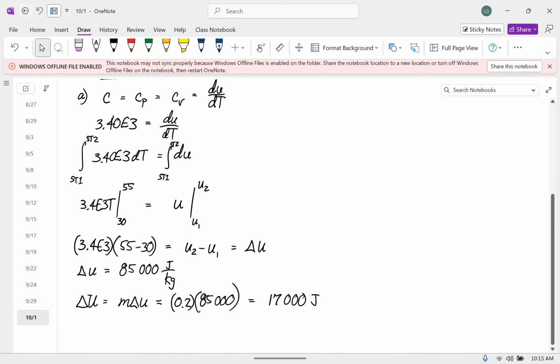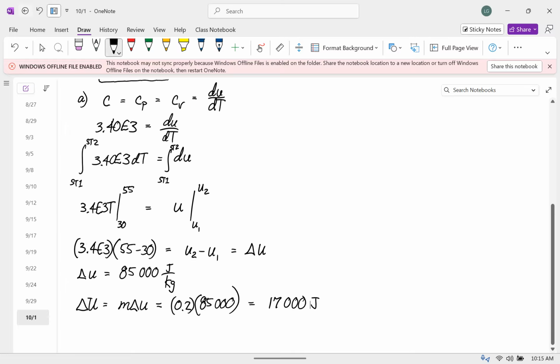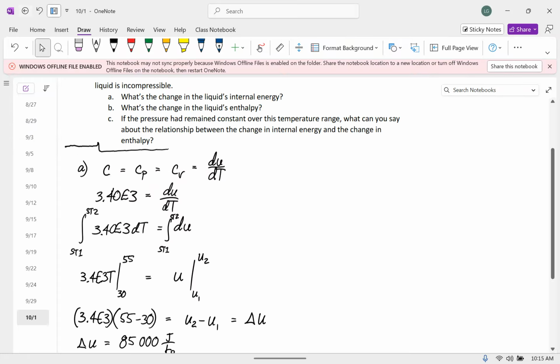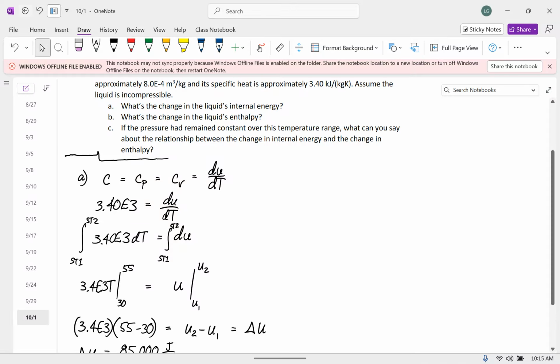Anyone have any questions about part A? Okay, part B: what's the change in the liquid's enthalpy?